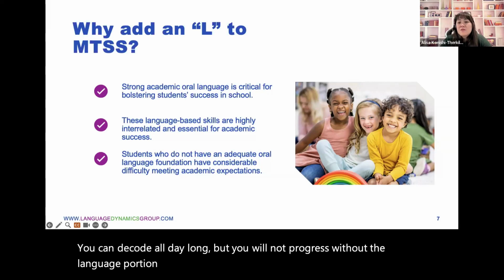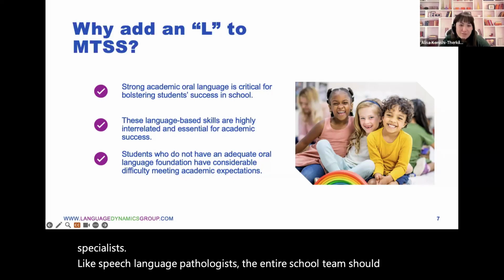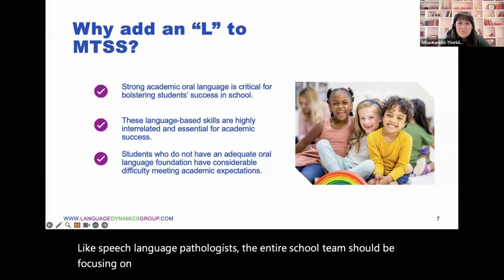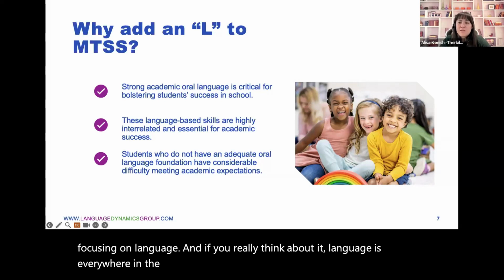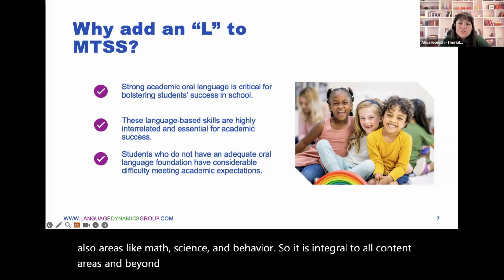It is also a good reminder that language is not just for specialists like speech language pathologists. The entire school team should be focusing on language. And if you really think about it, language is everywhere in the school setting. Not only is it necessary for reading, but also areas like math, science, and behavior. So it is integral to all content areas and beyond. And we want all educators to recognize the importance of language.